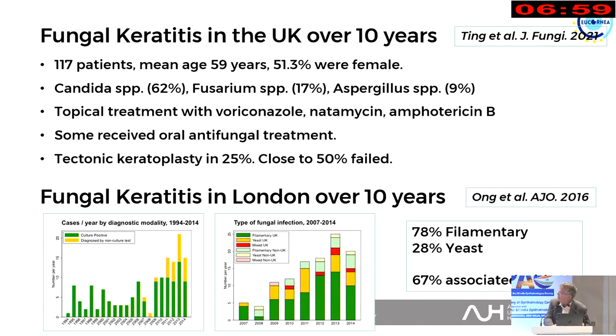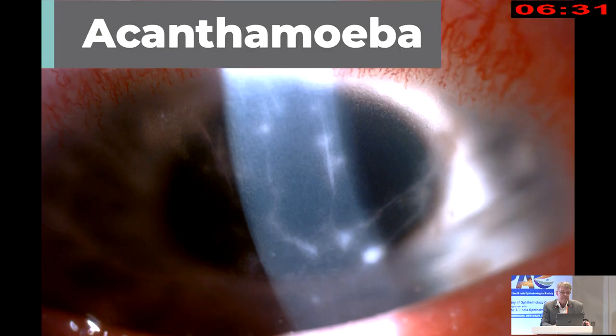Another study from the UK, fungal keratitis in London over 10 years, 2016, observed an increasing incidence over the years from 1994 up to 2014, and an increase in filamentary keratitis, and we have seen the same in Denmark. Then we have acanthamoeba as well. A nice picture. It's not so often you can really see perineural infiltrates.